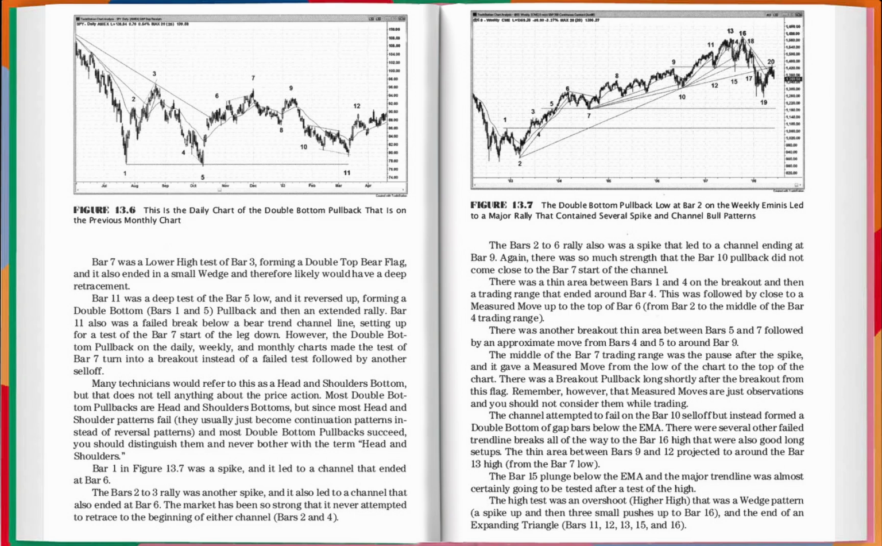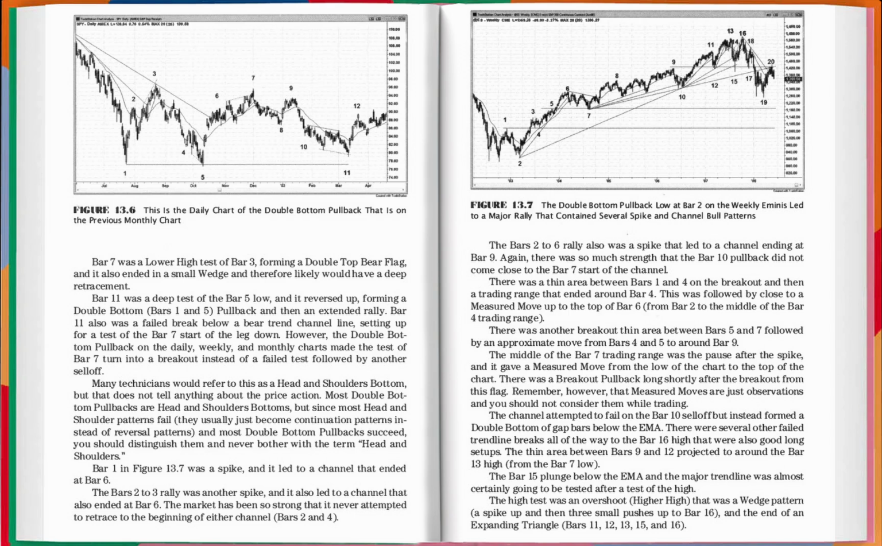There was a thin area between bars 1 and 4 on the breakout, and then a trading range that ended around bar 4. This was followed by close to a measured move up to the top of bar 6, from bar 2 to the middle of the bar 4 trading range. There was another breakout thin area between bars 5 and 7, followed by an approximate move from bars 4 and 5 to around bar 9.